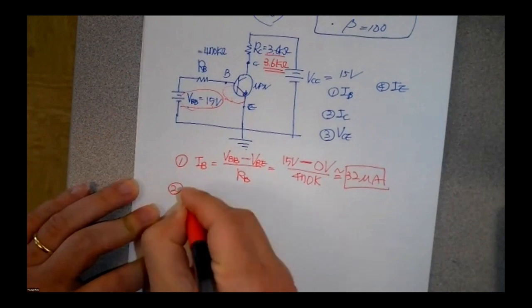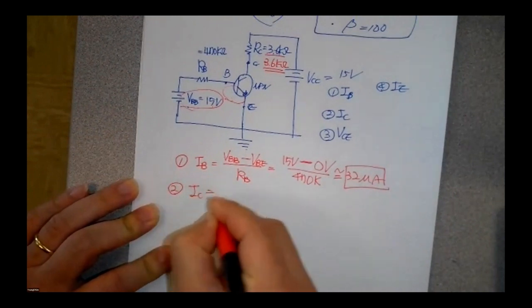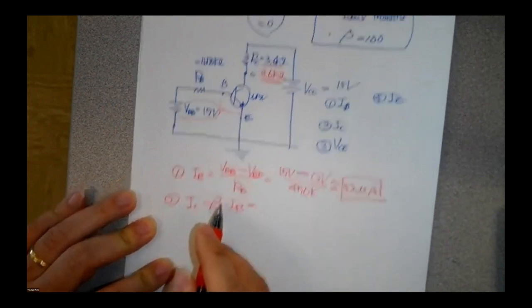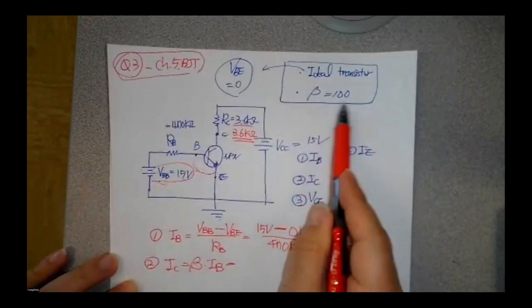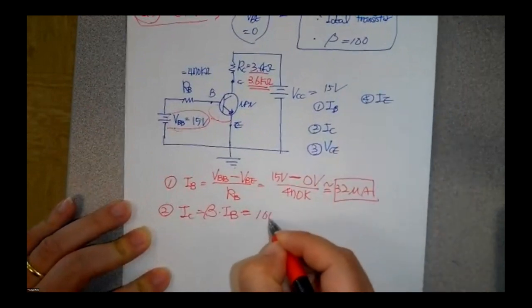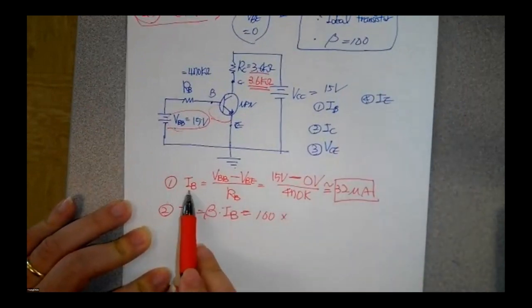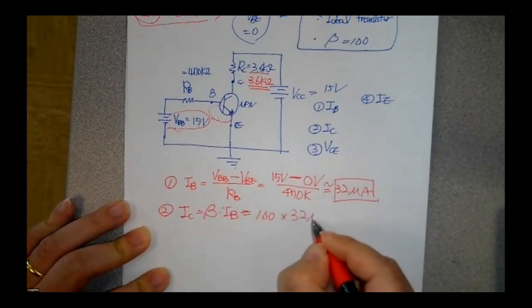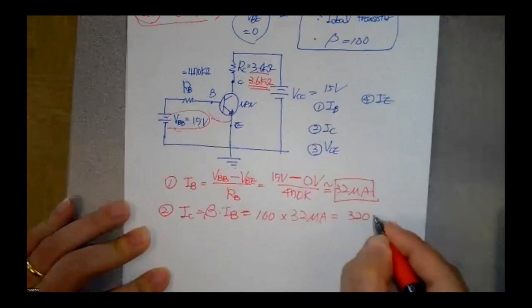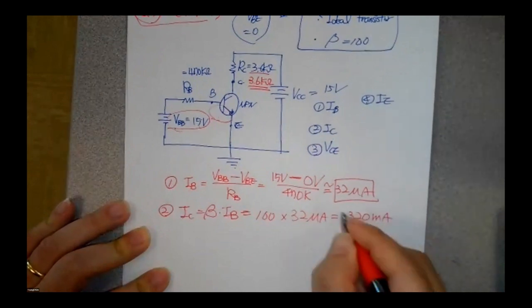Perfect. And then the second one is, what is I sub C? I sub C is the beta times the I sub B. The beta is also given right there, 100. So 100 times the I sub B, 32 microamp. Okay. So 3.2 milliamp.